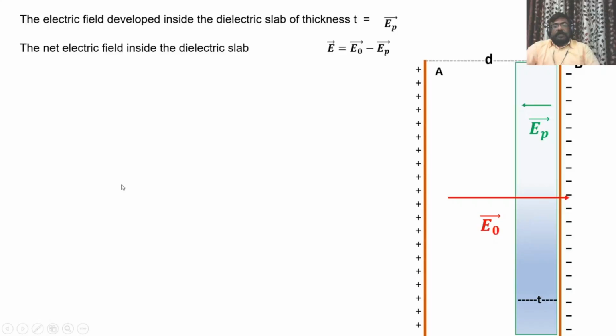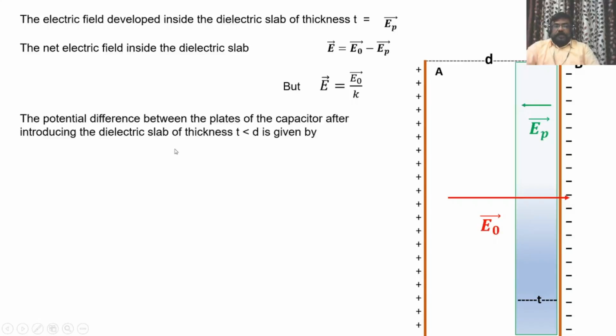The resultant electric field in the slab is given by E is equal to E0 minus EP. E0 is the electric field in between the plates of the capacitor and EP is the electric field produced due to polarization. And we know that this E is equal to E0 divided by K, where K is the dielectric constant of this particular slab.